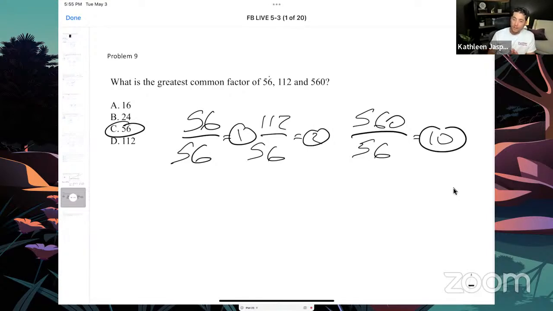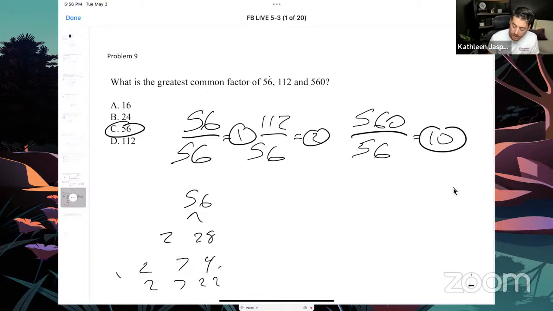Don't overthink these. When we think about greatest common factor, a lot of people will take this and start doing their trees, right? So you get 2 and 28, and then 2 and then 7 and 4, and then you start doing all this kind of craziness, okay? And then you'll find out that they all have a 2, a 7, and a 2. Don't go through all that.